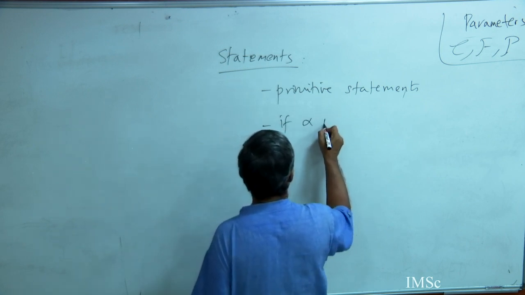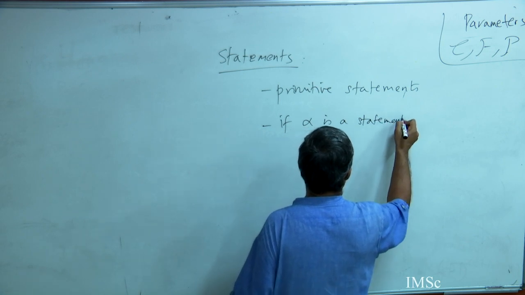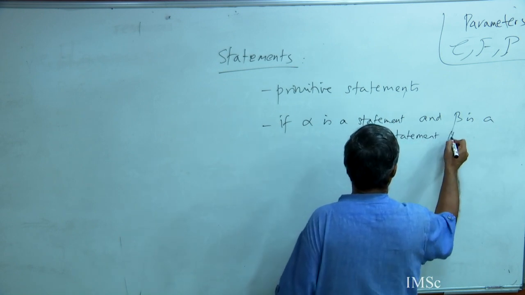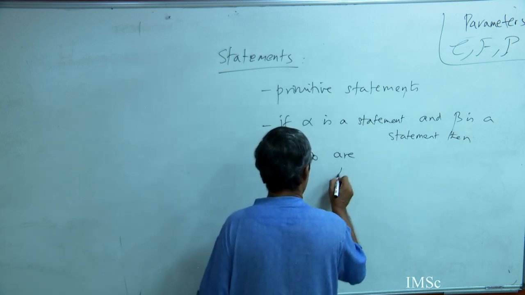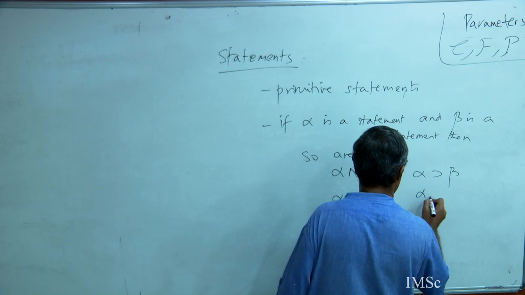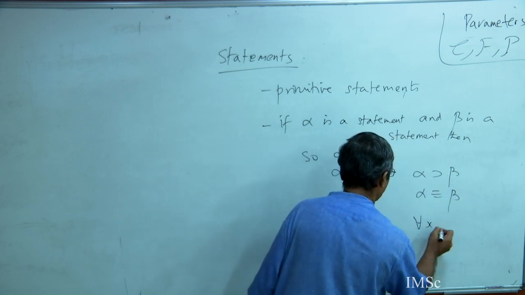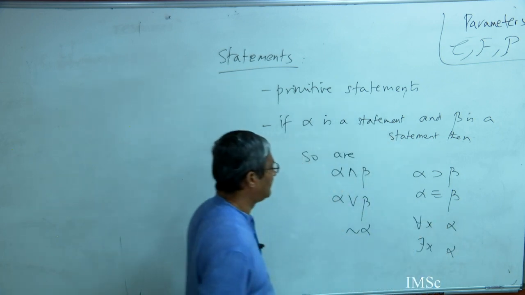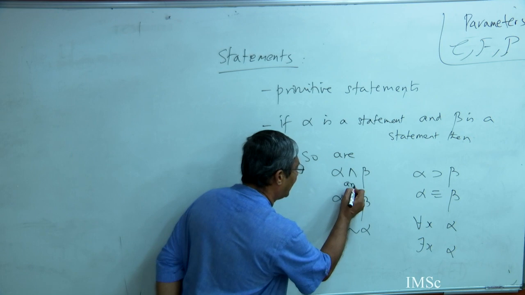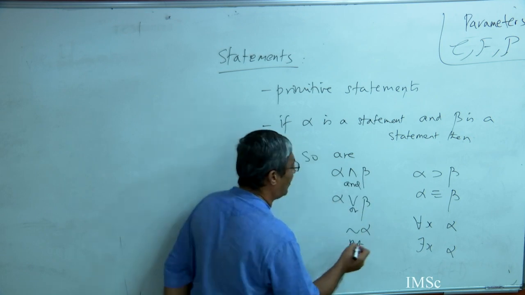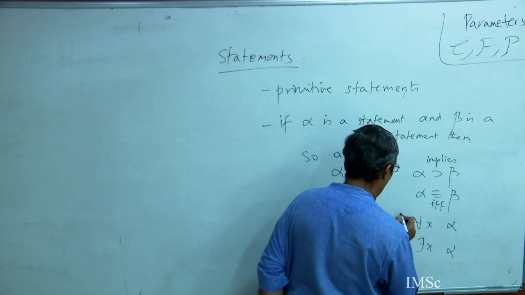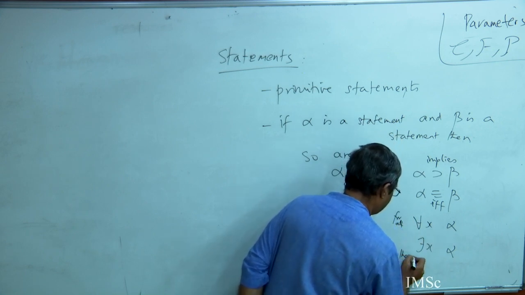So, I can write: if alpha is a statement and beta is a statement, then so are alpha and beta, alpha or beta, not alpha, alpha implies beta, alpha if and only if beta, for all x alpha, and there exists x alpha. This is read as and, this is read as or, this is read as not, this is read as implies, this is read as if and only if, and this is read as for all, and this as there exists.